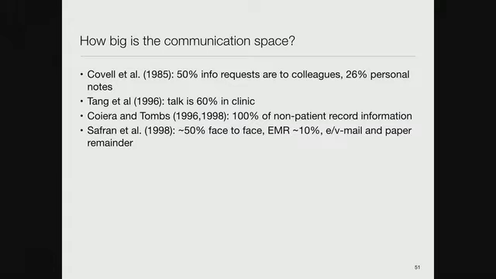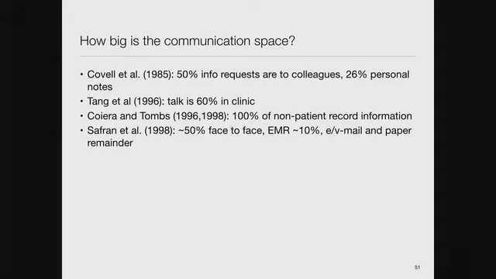Okay, so he says that's interesting. Paul Tang did a study in the 90s that said that in a clinic, about 60% of the time is spent talking among the staff, not doing anything else. Enrico and one of his colleagues said that almost 100% of non-patient record information, in other words, the thing that's not in the written health record, is done by talking. That's almost tautological, because where else would you get it?